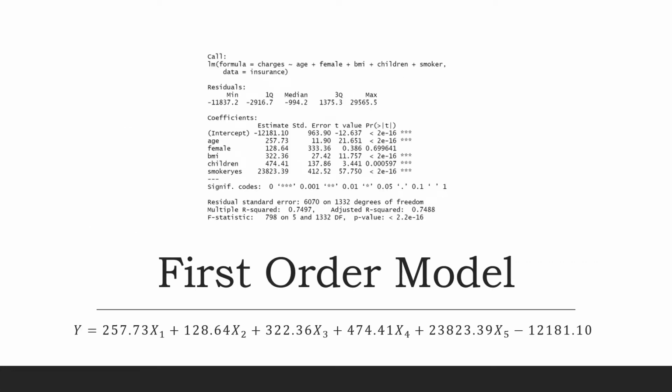The first model developed is shown below as a first-order model. This has a multiple R-squared of 0.7497 and an adjusted R-squared of 0.7488.